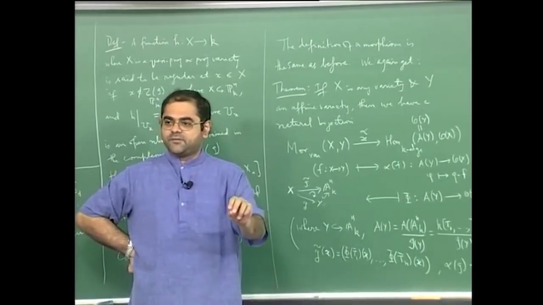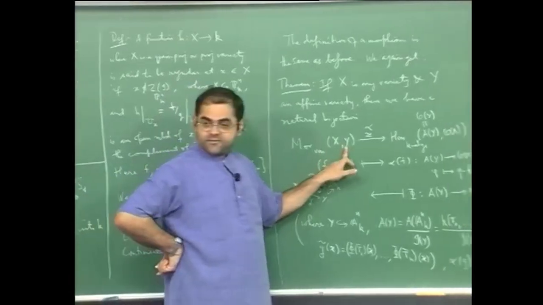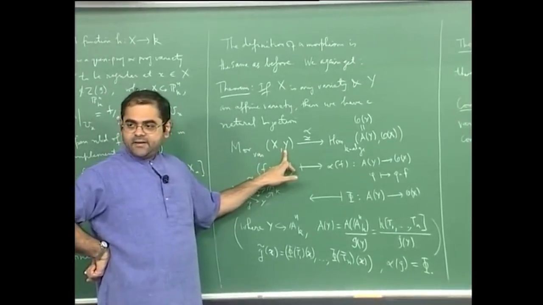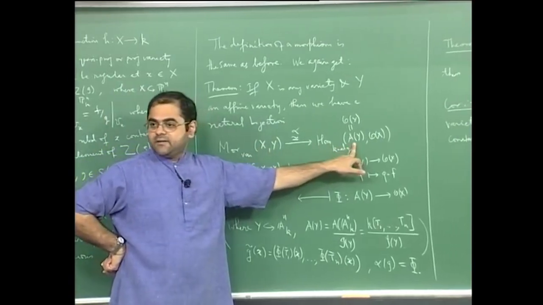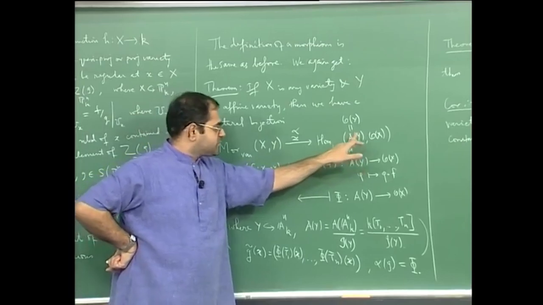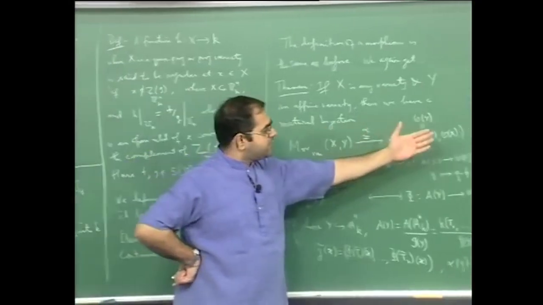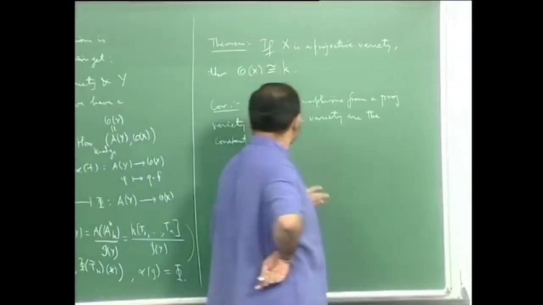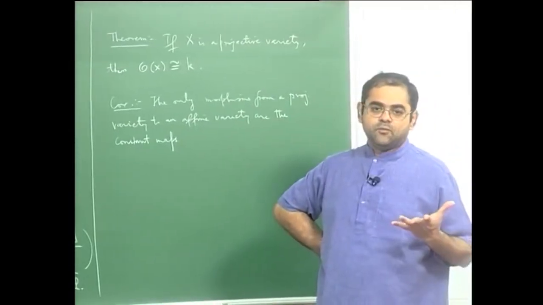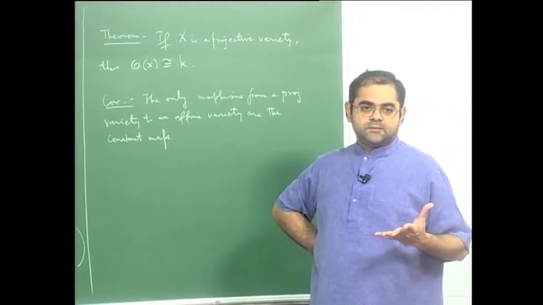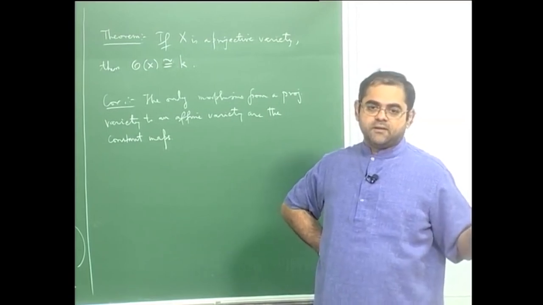And how many such morphisms will you have? As many morphisms as there are points in the target variety. Each point in the target variety, which is an affine variety, corresponds to a maximal ideal of A(Y), modulo which you get a homomorphism from A(Y) to K. That is what this bijection says. So as a corollary, the only morphisms from a projective variety to an affine variety are the constant maps. There are no morphisms except constant maps.